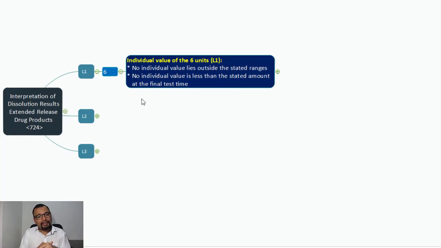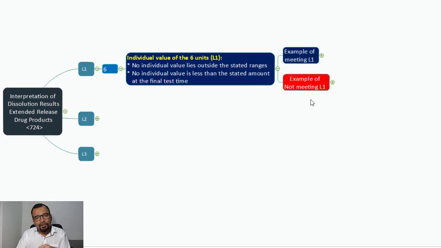The second important acceptance criteria is that no individual value is less than the stated amount at the final test time. For the extended release, we will have the intermediate time points and then the final test time point: 4th, 8th, and the 12th. So the 12th hour becomes your final test time. What is the acceptance criteria at the final test time point? Let us say not less than 80% release at the 12th hour. So all units must have dissolution more than the acceptance criteria mentioned for the 12th hour. I am also going to explain with the help of a very simple example.